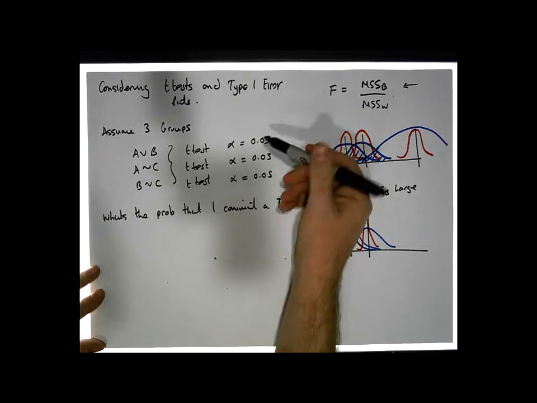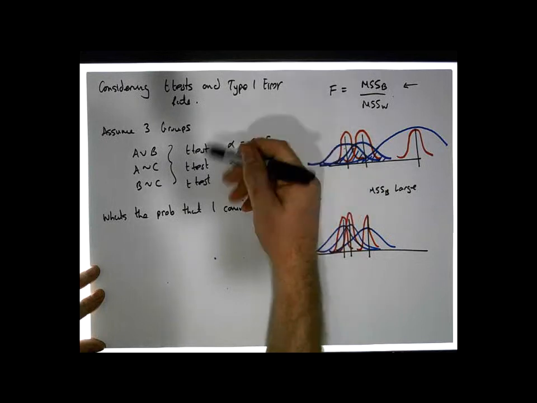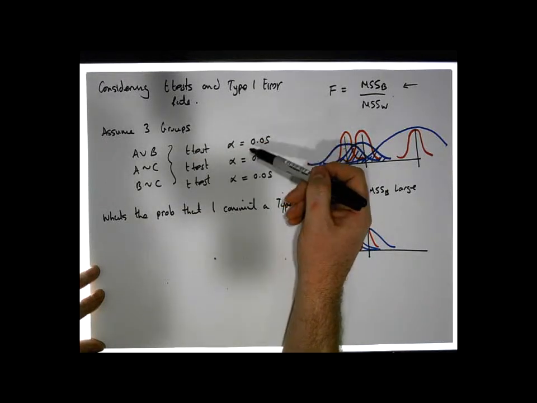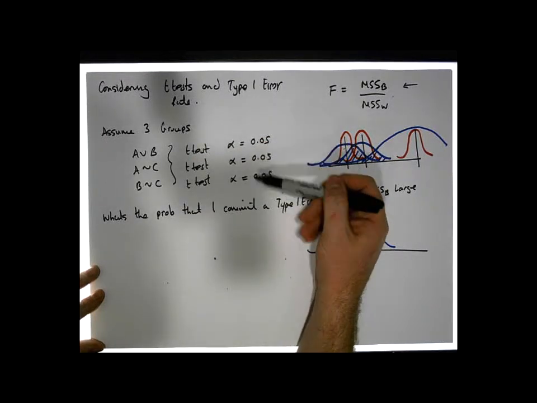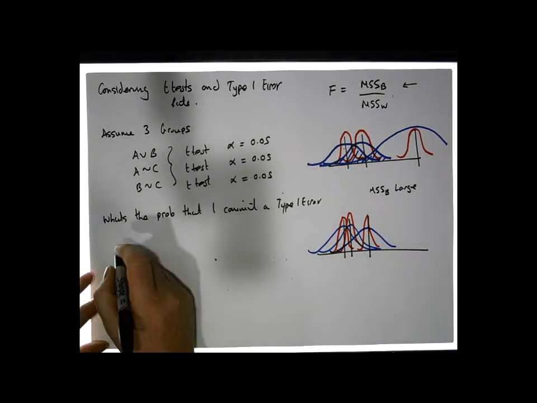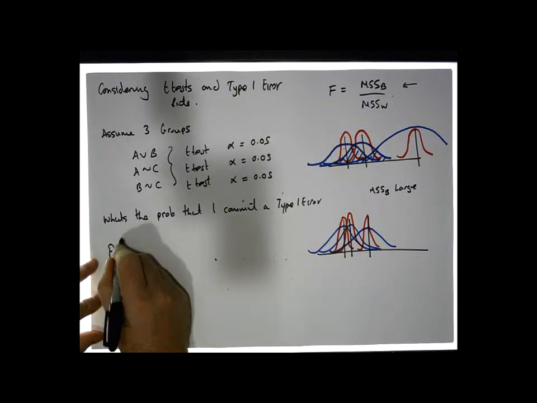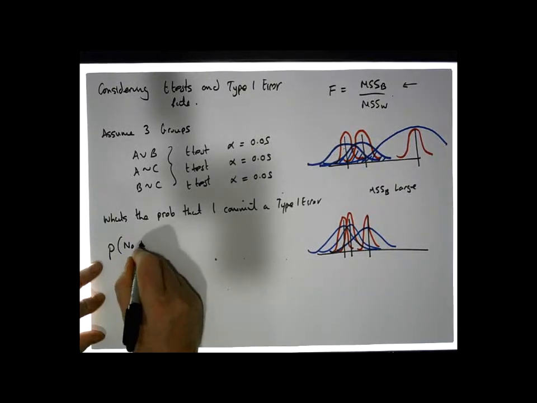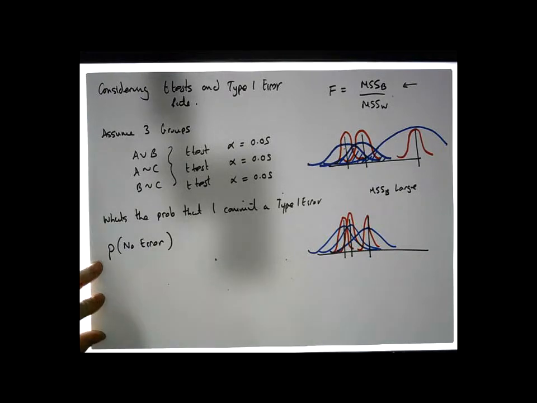Think about it. I could commit it here or here or here. I could commit it here and here, or here and here. There are lots of different ways I could commit a type 1 error. But let's change this and ask the question: what's the probability of committing no error? What does that mean?